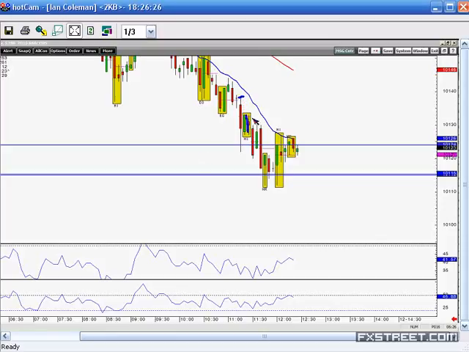So here, inside bar doesn't break the trigger bar. Okay, this isn't an inside bar. This is a hammer. This is an inside bar. Doesn't break the trigger bar. We get another inside bar, and then we get this engulfing candle. So it engulfs 10 minutes worth of price action. It moves higher.